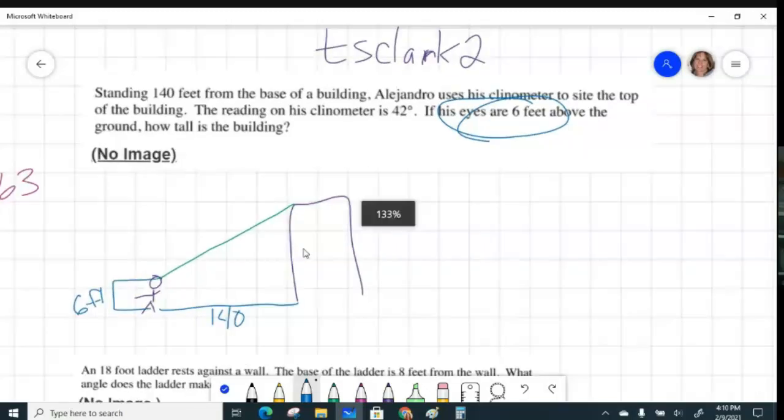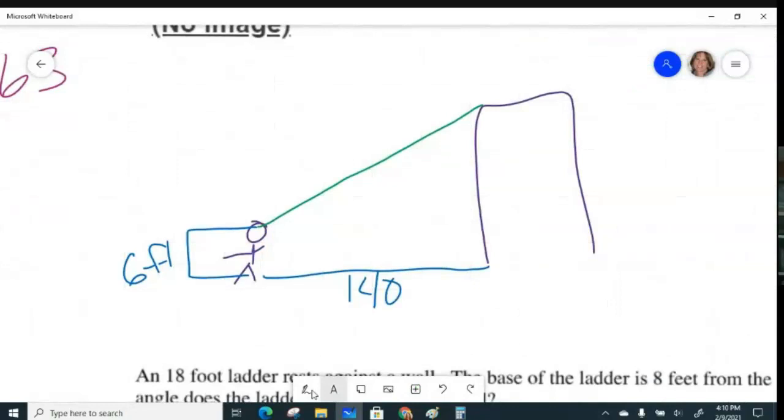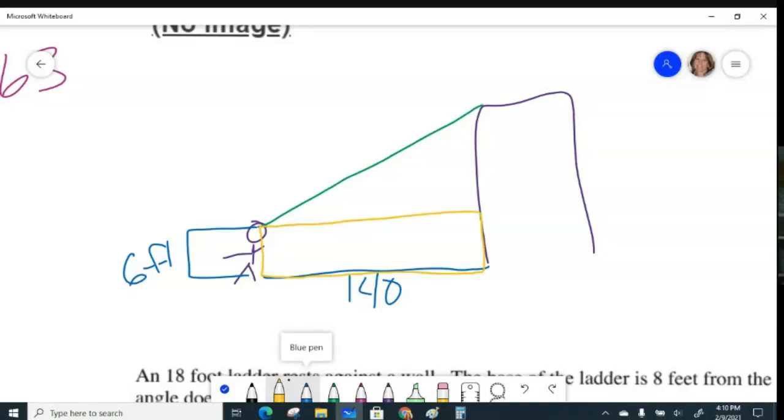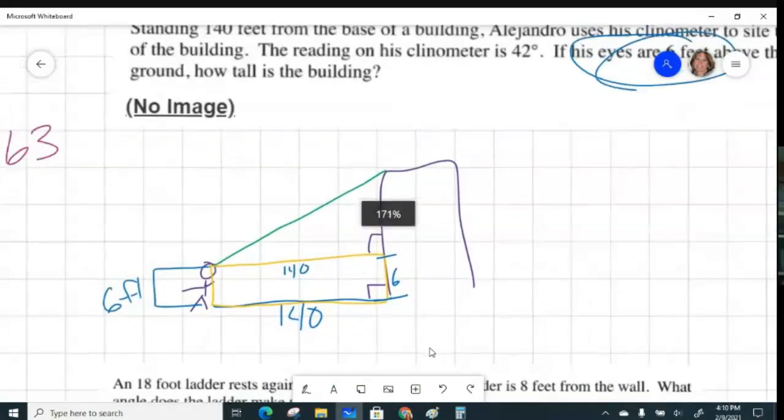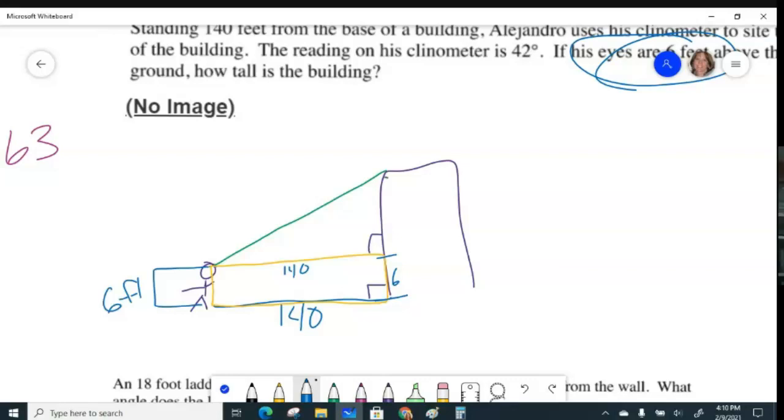Just like the problem we did a little earlier, you want to draw in that imaginary rectangle. If the building is at 90 degrees with the ground, then it's also 90 degrees here. If he's 6 foot tall, like in any other rectangle, we can transfer those measurements, so this distance here is 6 and this is 140. The only thing you have to remember is to add the 6 back into your final answer. We want to find this height in our triangle.